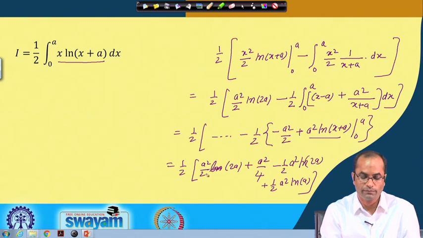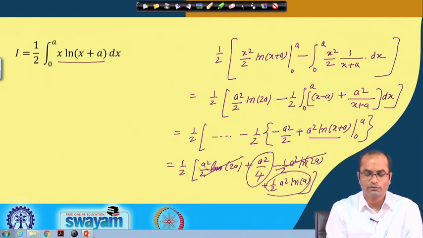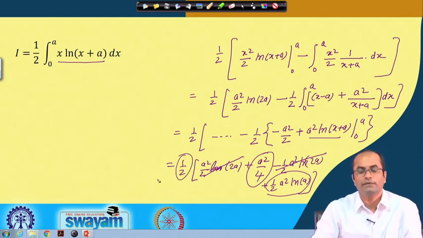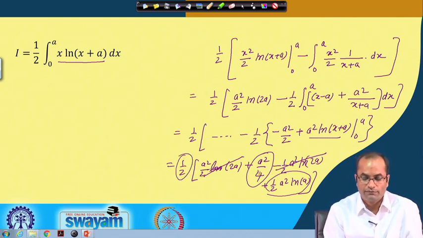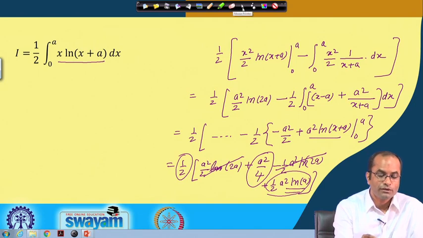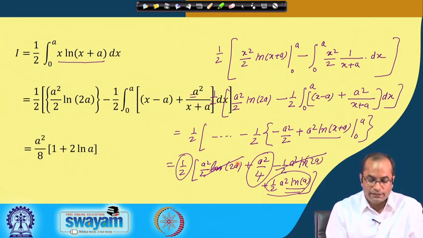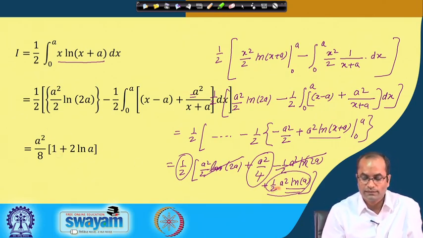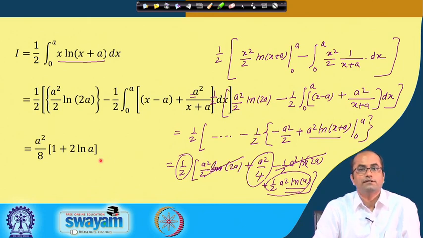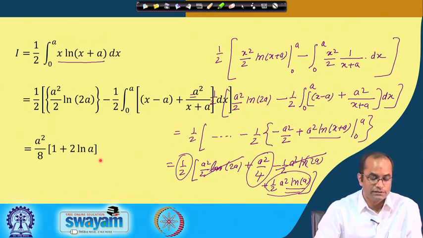So this a squared by 2 ln 2a will get cancelled, and we will have this term a squared by 4 and a squared by 2 here. So a squared by 4 we can take common. So this will become a squared by 8, and we will have 1 plus 2 times ln a, that will be the answer. So this will be a squared by 8 times (1 + 2 ln a), that is the value of this integral.